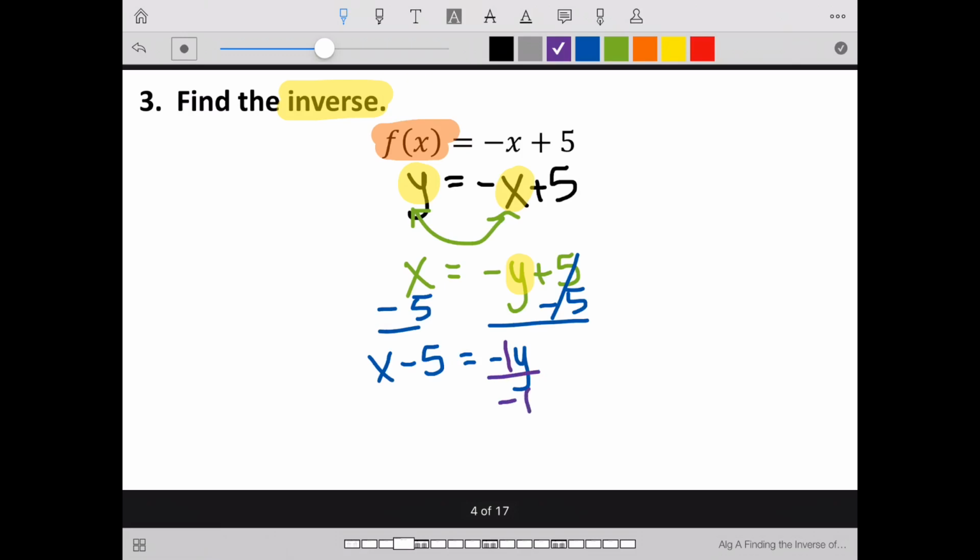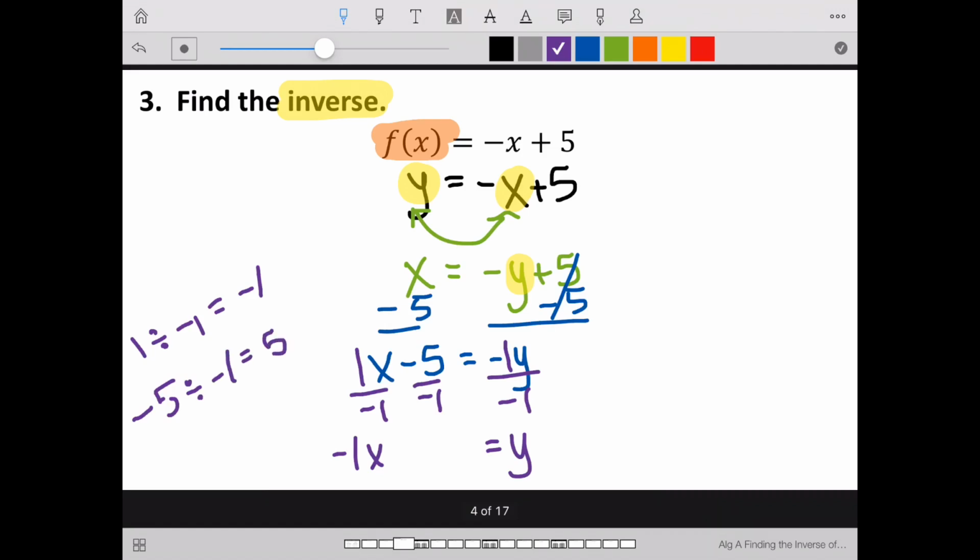So I'm going to divide by negative 1. And this x has a 1 in front of it. So if I do 1 divided by negative 1, that gets negative 1. So I have negative 1x. And now I'm going to do negative 5 divided by negative 1, which makes positive 5. So I need to put plus 5. And that is my inverse.